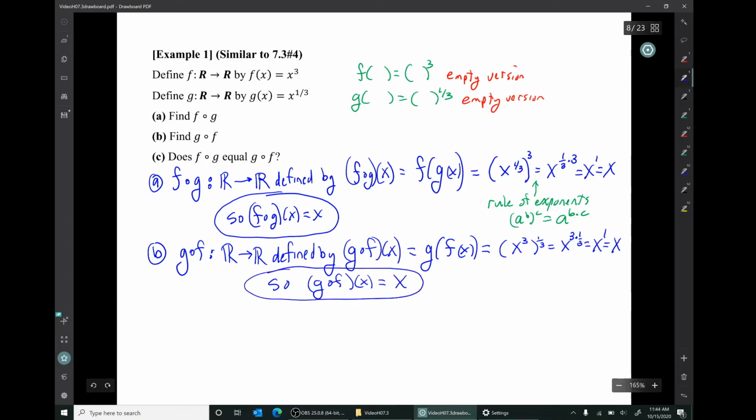So we get the result that g circle f of x is just x. And we used, for that calculation, the empty version of g. And we again use this rule of exponents. So notice that f circle g equals g circle f.